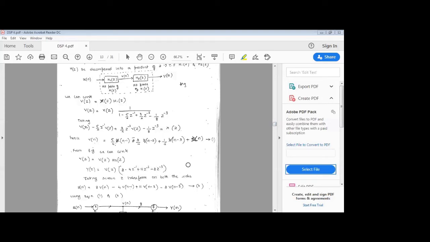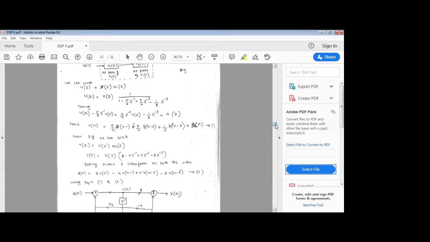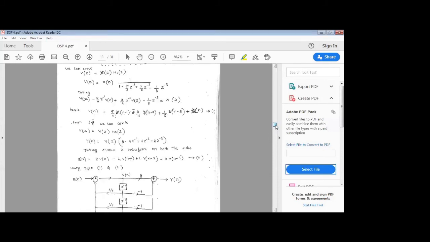And taking the inverse Z transform, writing it in the form of n terms, my expression will become y of n, which is equal to 8 into v of n minus 4 into v of n minus 1 plus 11 into v of n minus 2 minus 2 into v of n minus 3. So the Z terms are now replaced with the n terms: n minus 1, n minus 2 and n minus 3.